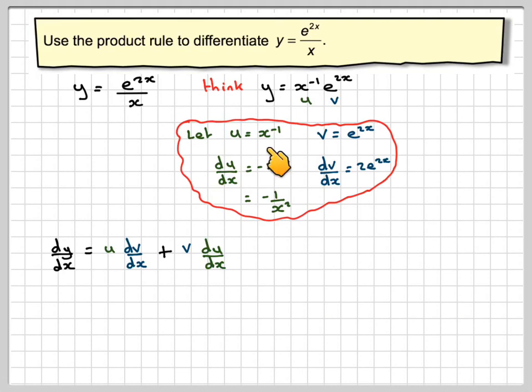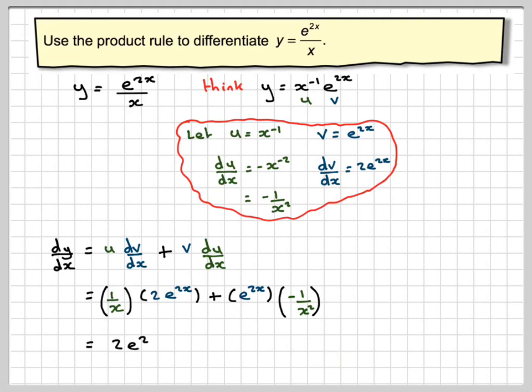So u is x to the minus 1. So I'm going to go back and write it as 1 over x. dv by dx is 2e to the 2x. Notice I'm putting everything in brackets. Plus v, which is e to the 2x, times du by dx, which is minus 1 over x squared. So this will now be equal to 2e to the 2x over x, and this one will become minus e to the 2x over x squared.